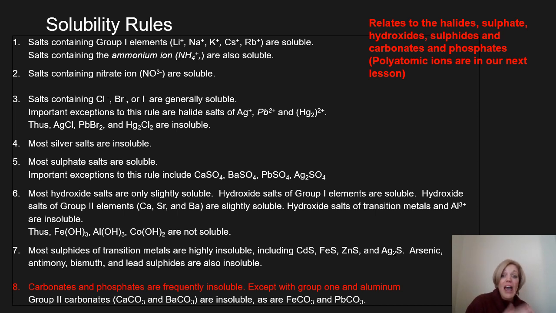These will be given to you at every examination where you need them. Solubility rules will be given to you. And they relate to your halides, so your halogen ions or your halogen polyatomic ions, your sulfates, your sulfides, your hydroxides, your carbonates, your phosphates, any polyatomic ion. Any salt is going to relate to it. So any reaction that results in a salt is when solubility rules apply. So exchange reactions. These are very important for exchange reactions.